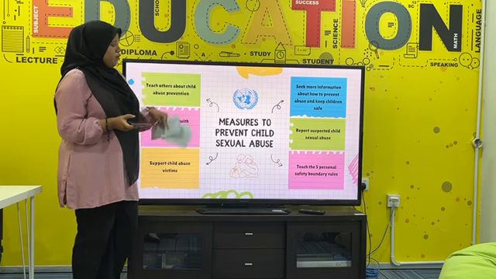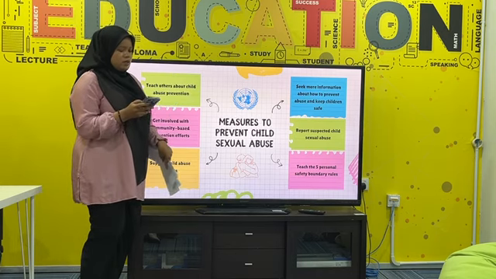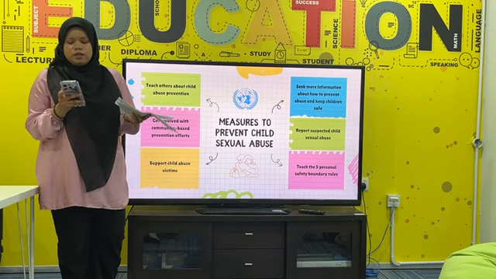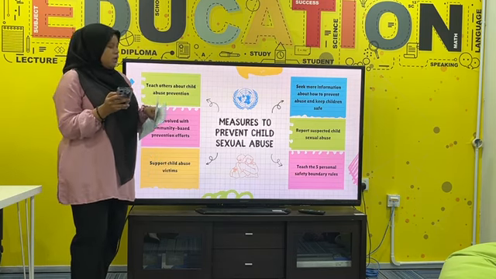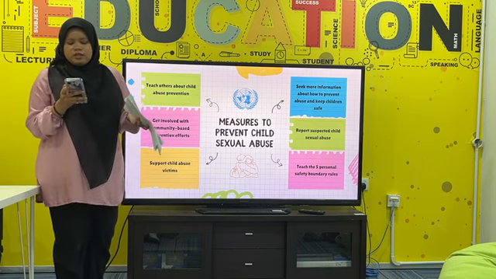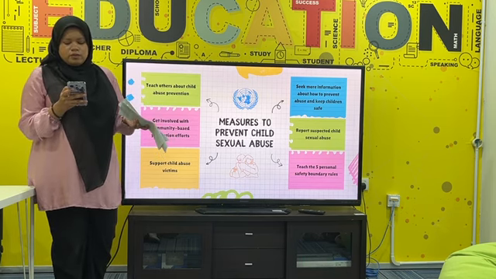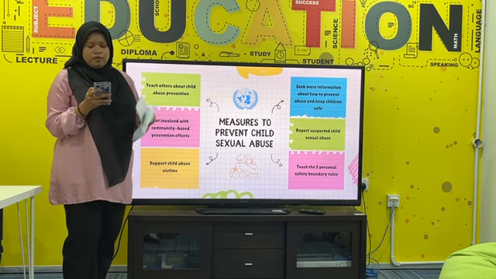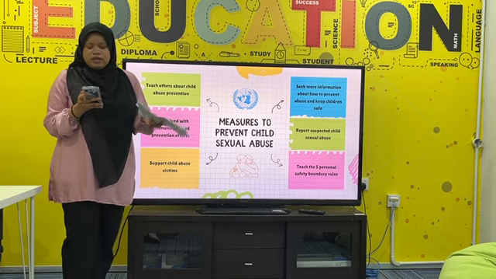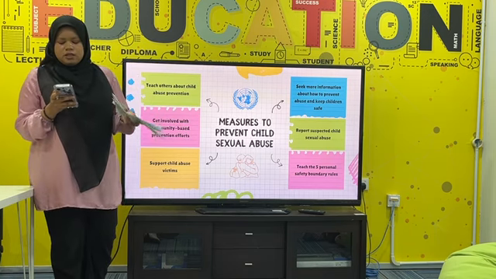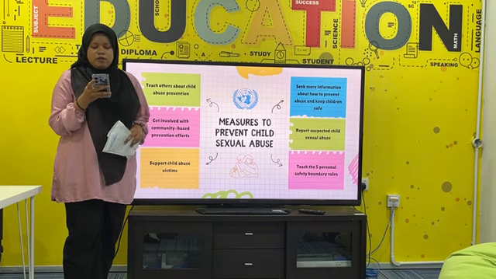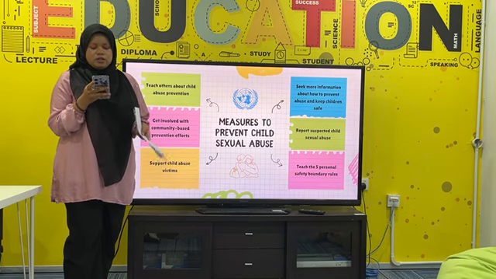Fifth is report suspected child sexual abuse. It means we need to inform the appropriate authorities when there are reasonable grounds to believe that a child has been at risk of being sexually abused. This process is essential for the protection of the child and involves notifying law enforcement, child protective services, or other relevant agencies that handle such cases. Reporting is often mandated by law, especially for professionals who work with children.